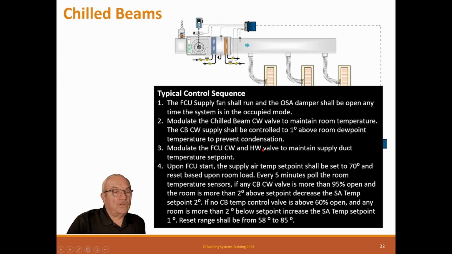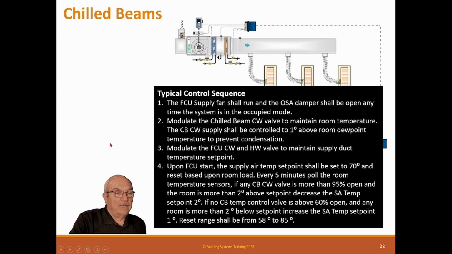On fan coil start, the supply air temperature set point shall be set to 70 degrees and then reset based upon the room load. Every 5 minutes, poll the room temperature sensors. If any chill beam chill water valve is more than 95% open and the room is more than 2 degrees above set point, decrease the supply air temperature set point 2 degrees. If no chill beam temperature control valve is above 60% open and any room is more than 2 degrees below set point, increase the supply air temperature set point 1 degree. Reset range 58 to 85.